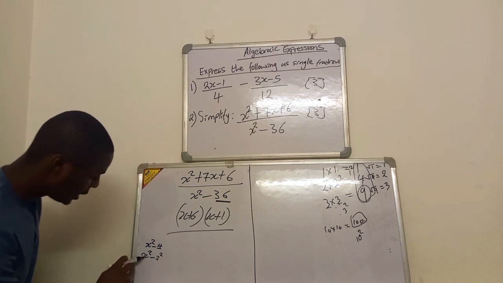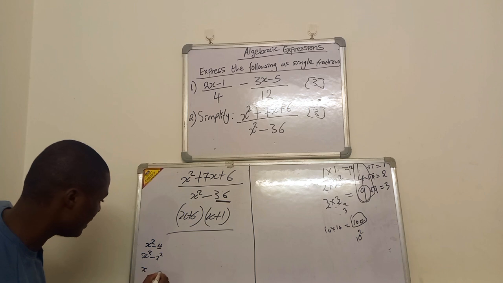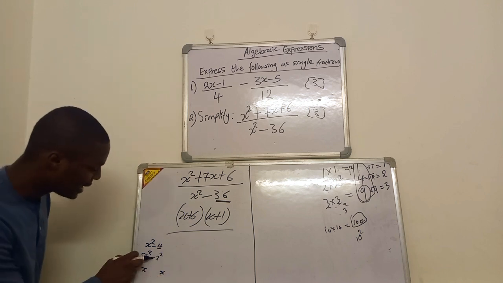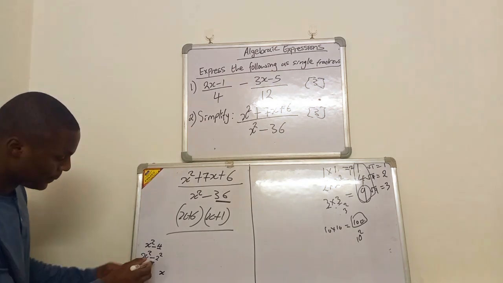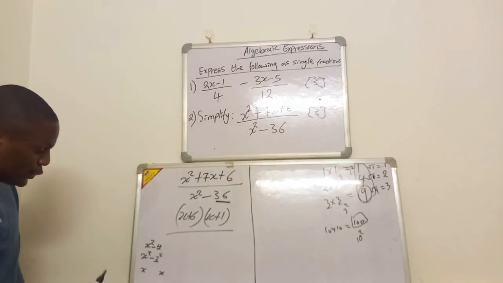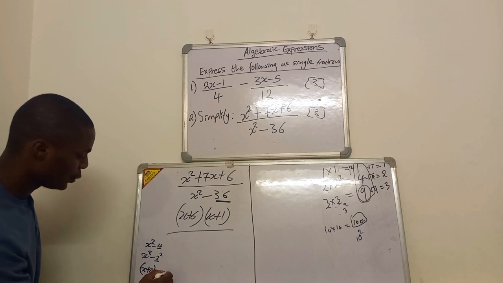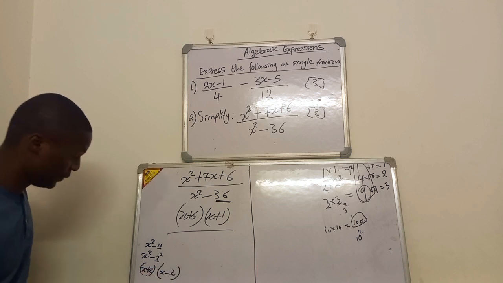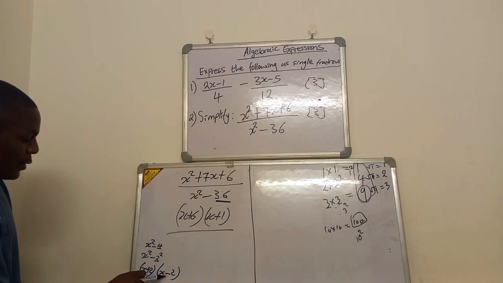Now, x squared means I have 2 x's. So this is my x, this is my x. Minus 2 squared means I also have 2 numbers, 2 and 2. The other 2 is positive, the other 2 is negative. The signs are different. If I have minus 2 squared, the other one is positive, the other one is negative.